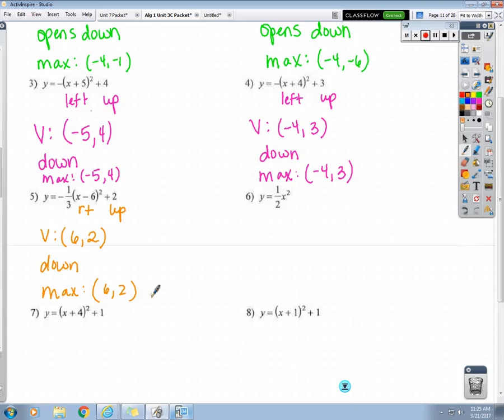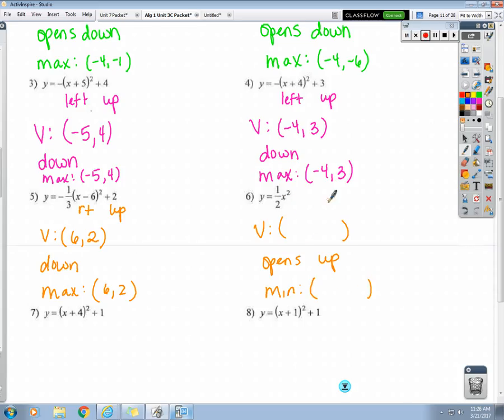Correct, the vertex. Okay, I'm doing one more with you. Where is the vertex going to be for this one? Use your brain. Okay, which way is it going to open? It's going to open up because the front number is positive 1/2. If it opens up, is it going to have a max or a min? A min. We just need to find out where that min is, and that's also your vertex.